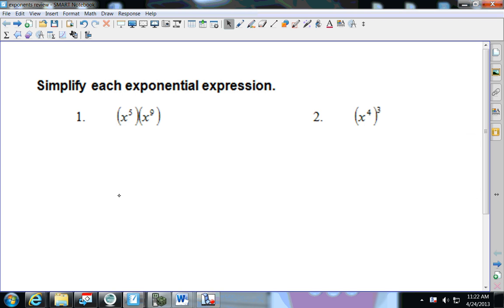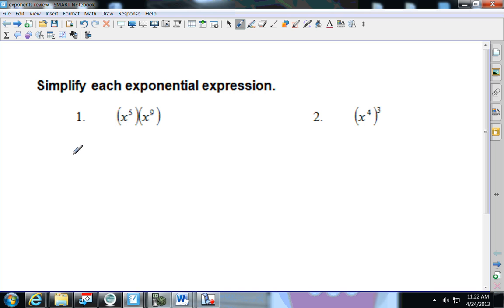Okay, we're going to review simplifying expressions with exponents. First off, this one says x to the 5th times x to the 9th. What you're going to do is go through, and you can do the shortcuts or you can do it the long way.